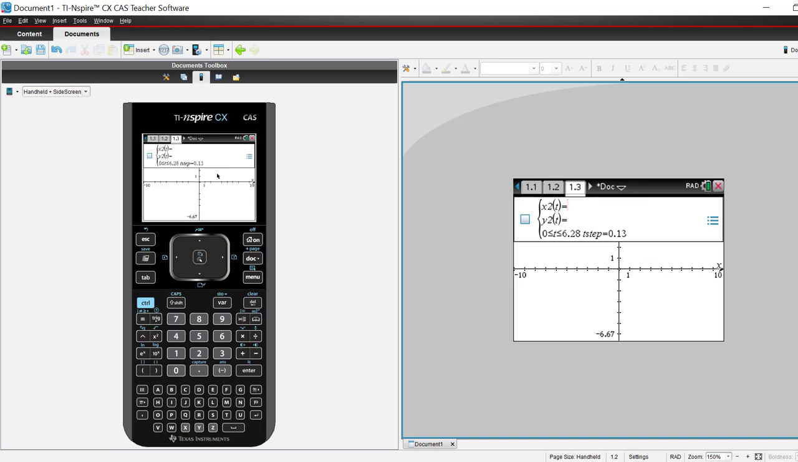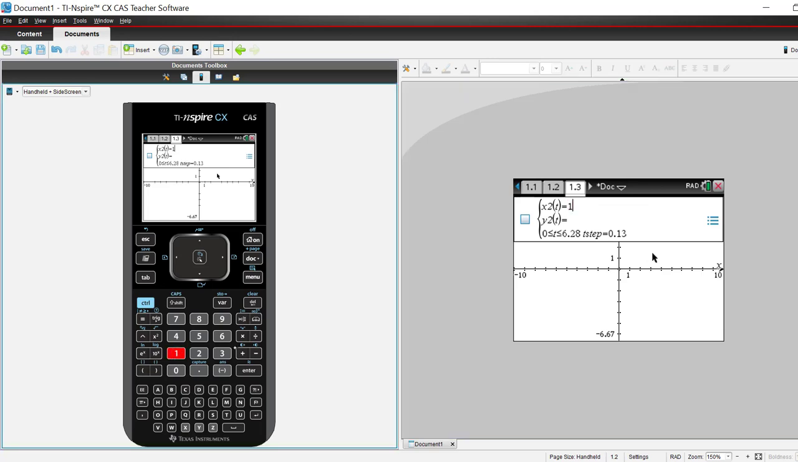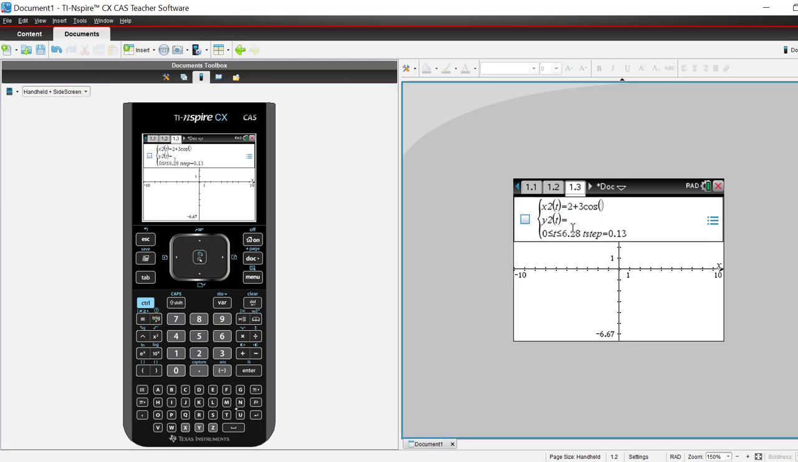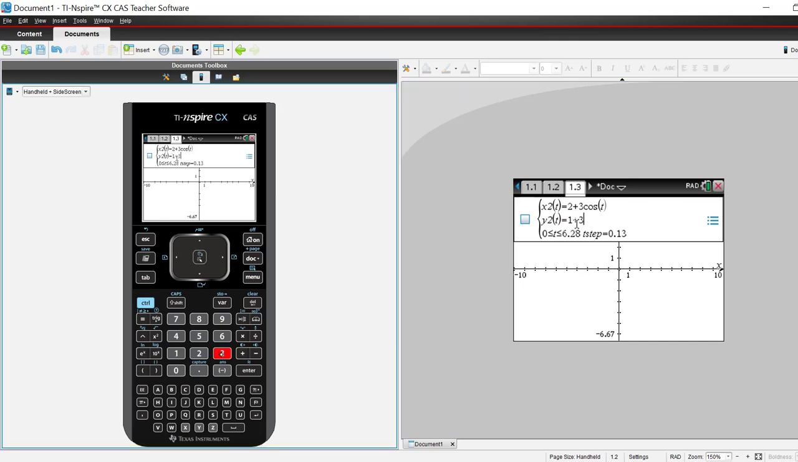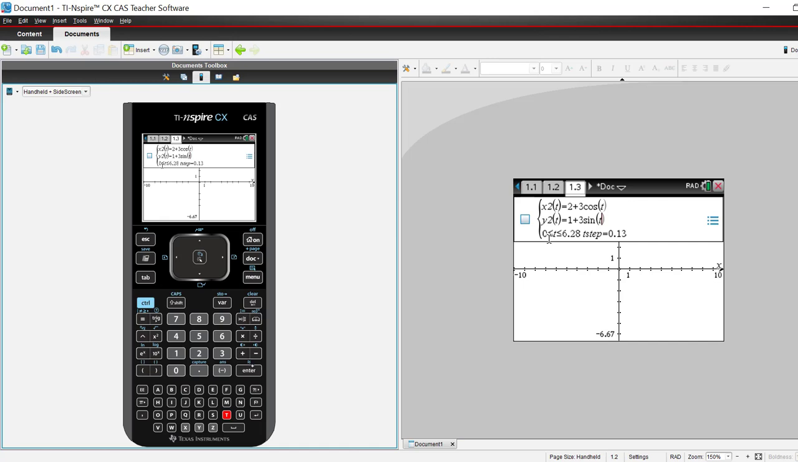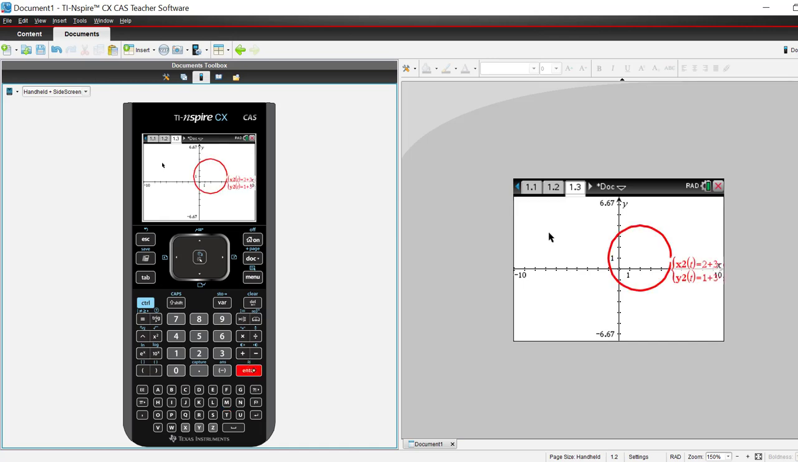Parametric, and I'm going to do 1. It's easier if I can type. 2 plus 3, 2 plus 3 cos. It's actually really hard to do with this pen, ladies and gentlemen. Okay, and what's going on? Usually you could just press enter. There we go. 1 plus 3 trig sine of t. And that will sketch, you can see the domain is from 0 to 6.28, which is 2 pi. And as you can see, that is a circle centered at (2, 1), radius 3. And you can do that for any of them.